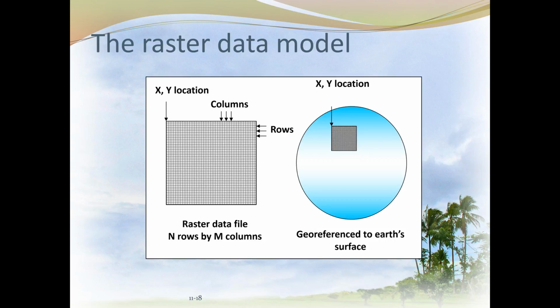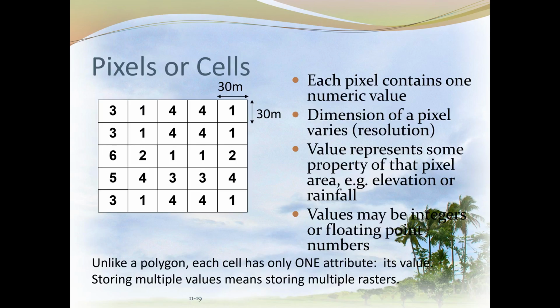Okay, so what is raster, and what is the raster data model? As I mentioned earlier, we have an XY location. Remember the upper left and lower right. So this cell we can fix into the georeference to the Earth's surface. So the XY location here, the pixels or cells.